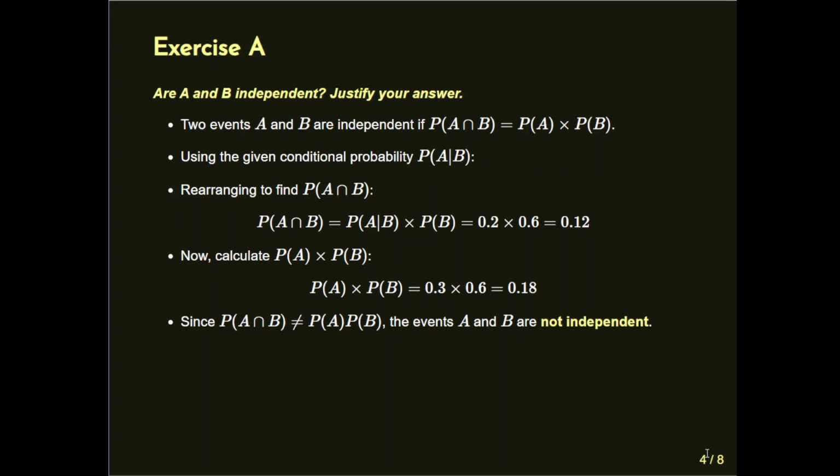Just rearranging the expression for conditional probability, we have probability of A and B equals probability of A given B times the probability of B. That is 0.2 times 0.6, which is 0.12. Now we calculate the probability of A times the probability of B: 0.3 times 0.6, which is 0.18. So the probability of A and B is not equal to the probability of A times the probability of B, so the events A and B are not independent.